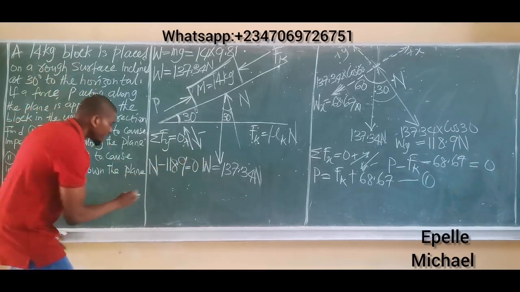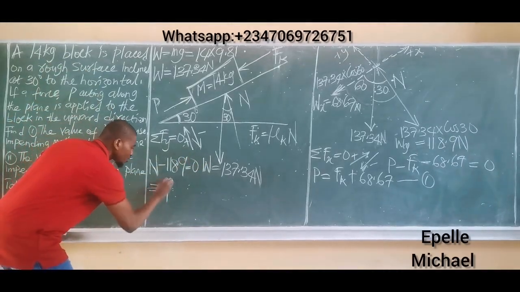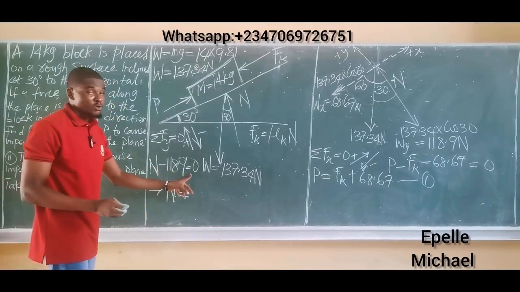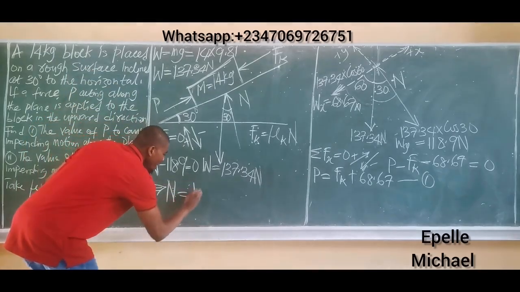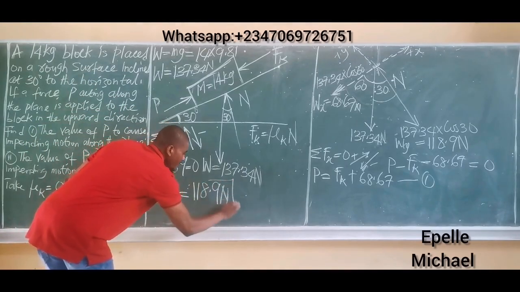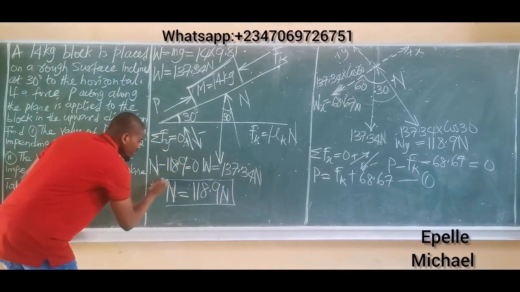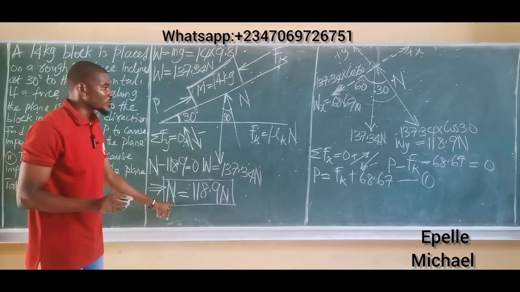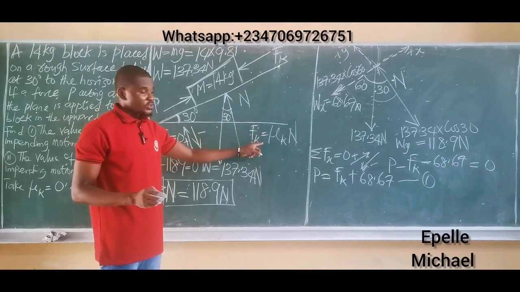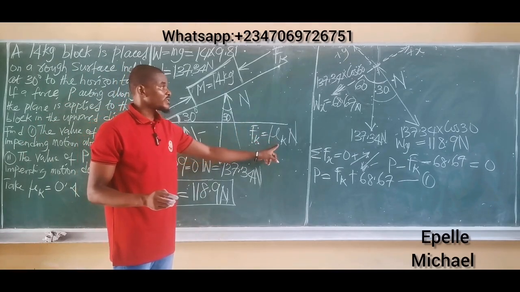Now, that means we can simply find our normal reaction by sending minus 118.9 over to the other side of the equation. This simply implies that my normal reaction N is going to be equal to, the negative sign crosses the equal sign and becomes positive, so I simply have 118.9 newtons. So this is now my normal reaction force. Now, if I know the normal reaction force, it means I can find the kinetic frictional force since I know the coefficient of kinetic friction.